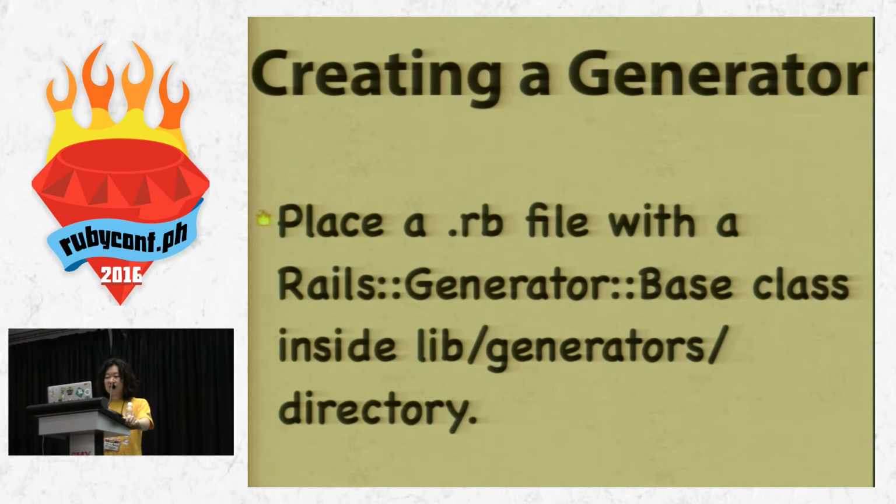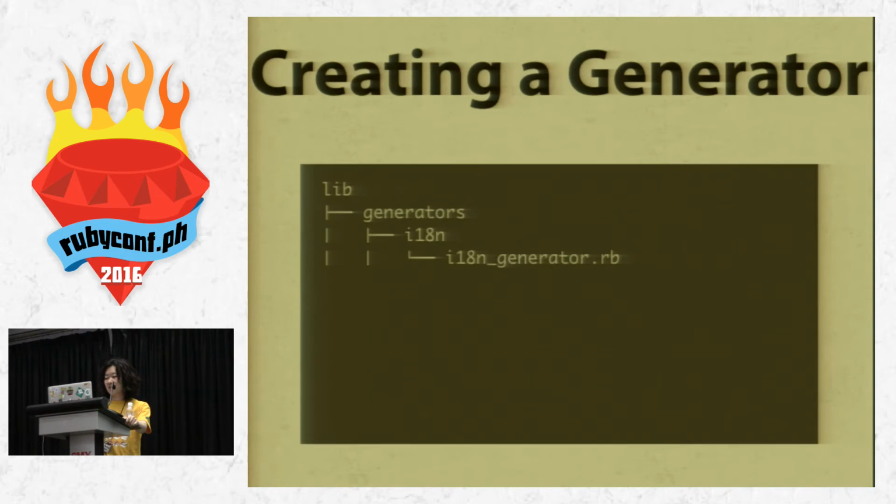In order to create this kind of generator, put a Ruby file inside lib's generators directory, not inside the gem name. So the directory structure looks like this: lib directory, lib generators directory, then the gem name comes next, then the gem name followed by generator. By convention, Rails searches the generators or rails/generators directory inside all of those gems.